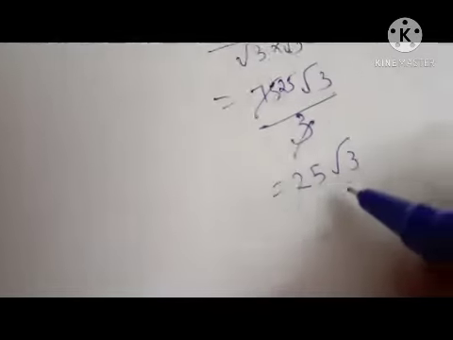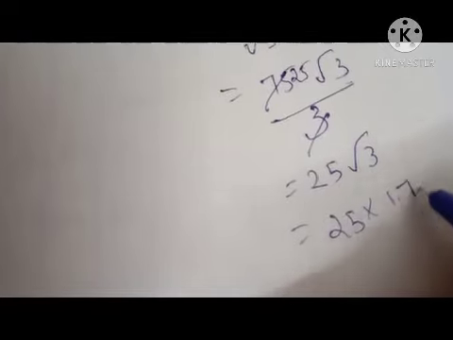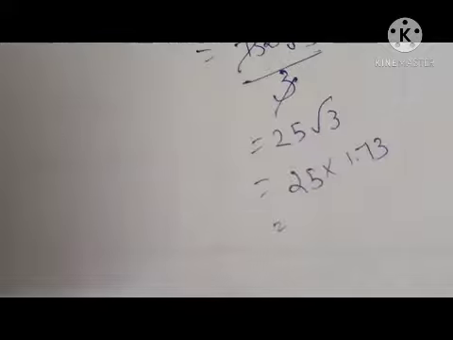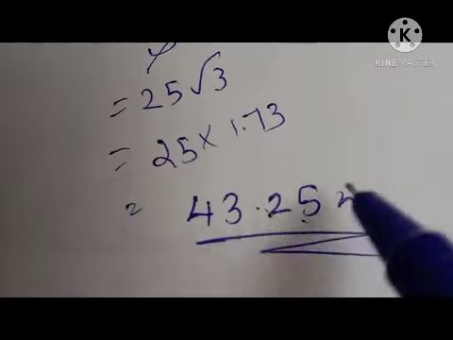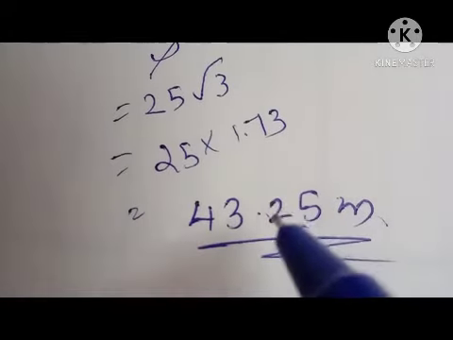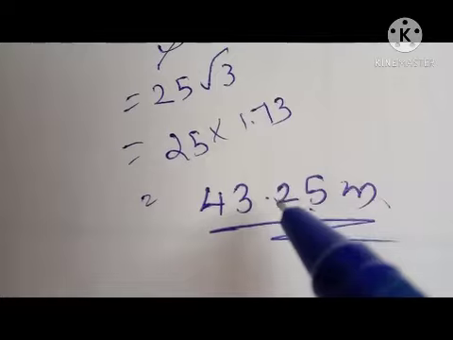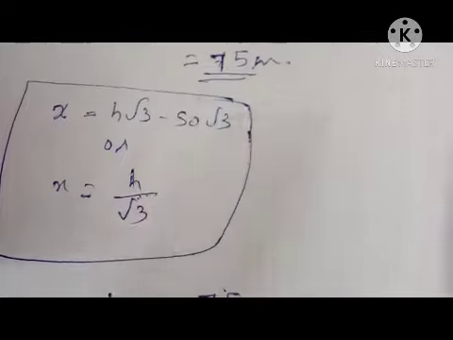Then we can substitute the value of root 3 as 1.73, equal to 43.25 meter. That means the horizontal distance between the building and tower is 43.25 meter. Height of the tower we got as 75 meter. h is equal to 75 meter.